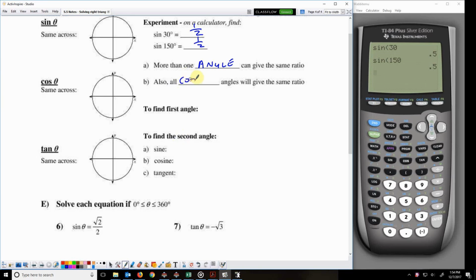All coterminal angles will have the same ratio, but more than one angle that is between 0 and 360 will also have the same sine, cosine, or tangent ratio. Okay, so for sine, it was 30 and 150. And those look like that. And they both have the same reference angle measure of 30 degrees.